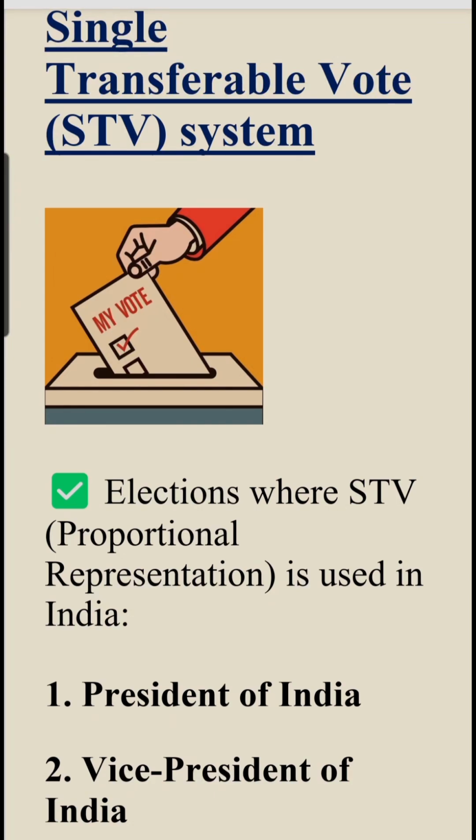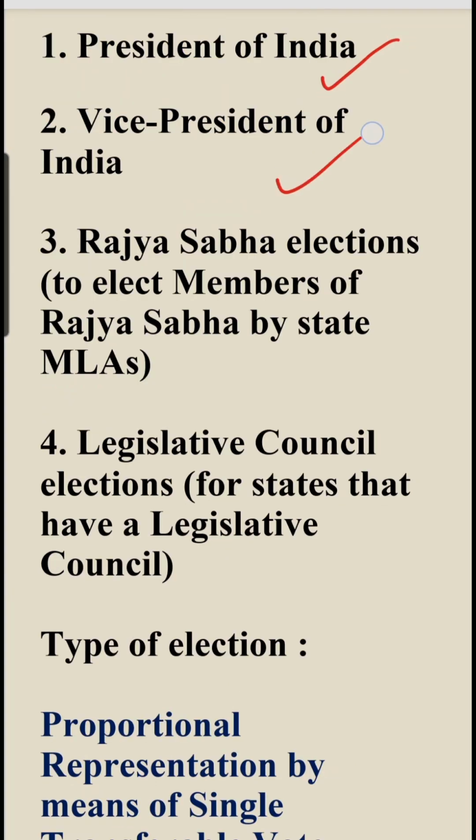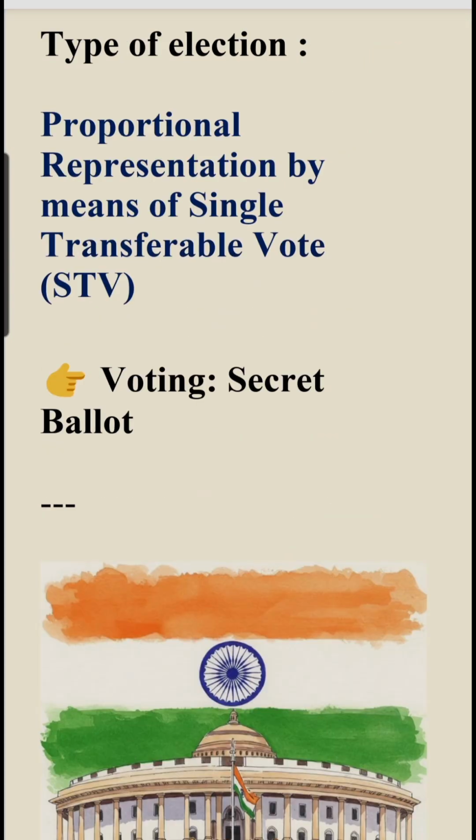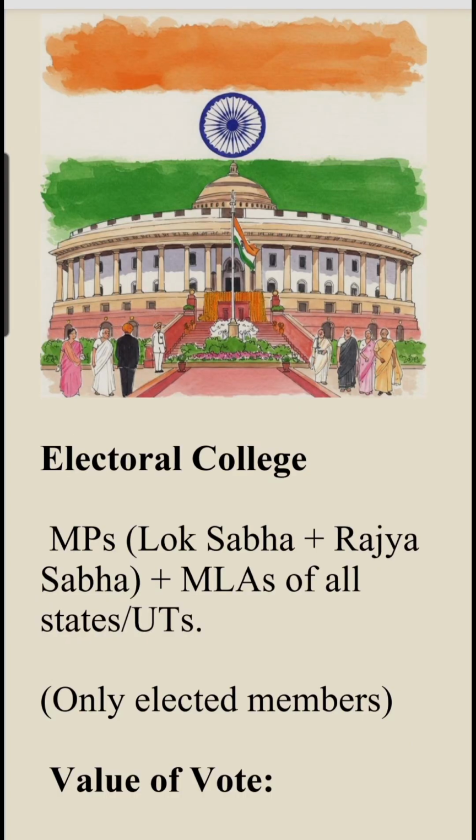Single transferable vote system. This type of voting system is used in the elections of President of India, Vice President of India, Rajya Sabha elections, State Legislative Council elections. This system is also called proportional representation by means of single transferable vote, and voting is done in a secret ballot. In this video, we will discuss the process of presidential elections.